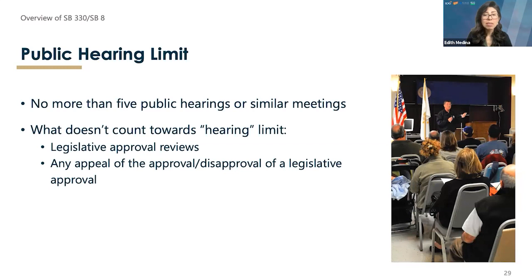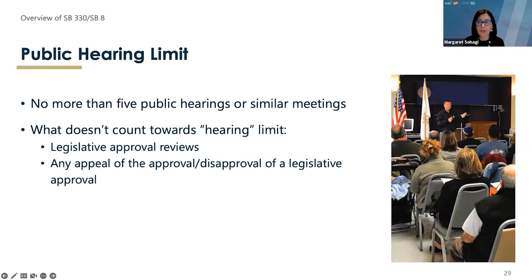If there is any appeal of those hearings, that's also counted towards the hearing limit. And if a hearing is continued, that continued hearing is counted separately. What doesn't count towards the hearing limit is the legislative approval reviews. This can include the general plan amendment, a specific plan adoption or amendment, or a zoning amendment, and any appeal of the approval or disapproval of a legislative approval.